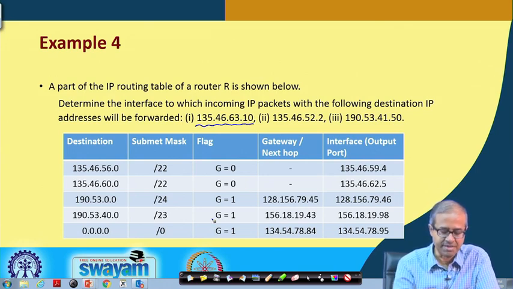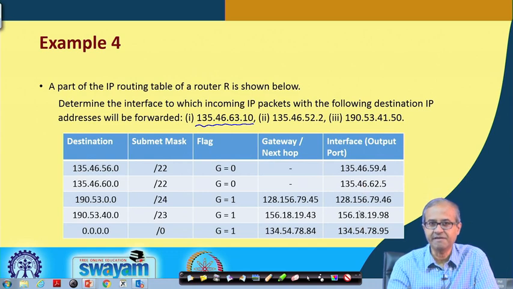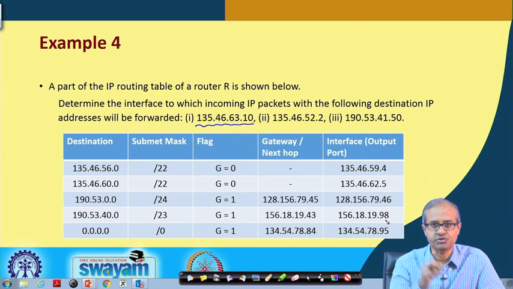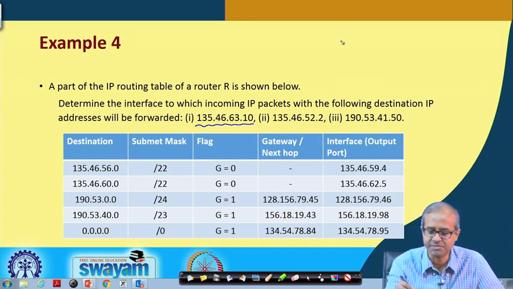The entries, what they mean: destination, subnet mask, you understand. And in the interface column, instead of names like A, B, C, D, E or ETH0, ETH1, some IP addresses are specified. These are the IP addresses of the output ports where the packet will be forwarded. And gateway or next hop is another column I am just showing here. This means something like this.